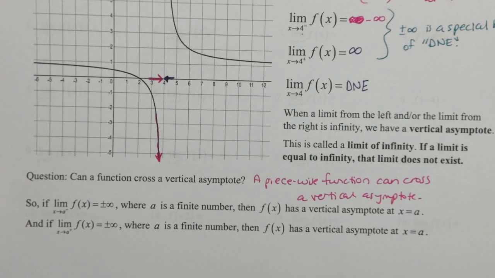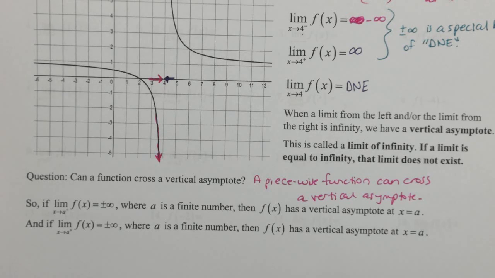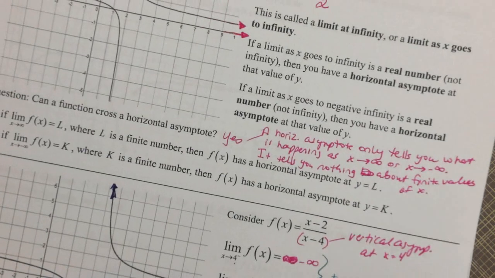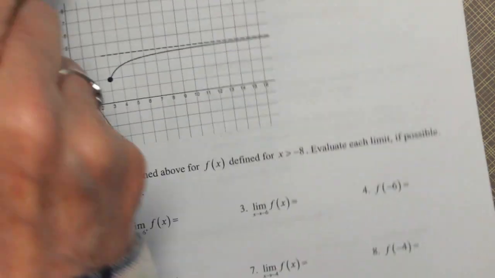And we do deal with a good number of piecewise functions in calculus. You'll get more familiar with that. So, if the limit as x approaches a from the left of a function is either positive or negative infinity, where a is a finite number, then f has a vertical asymptote at that value of a. Same thing if it approaches a from the right, a vertical asymptote. And infinity is a special kind of DNE.